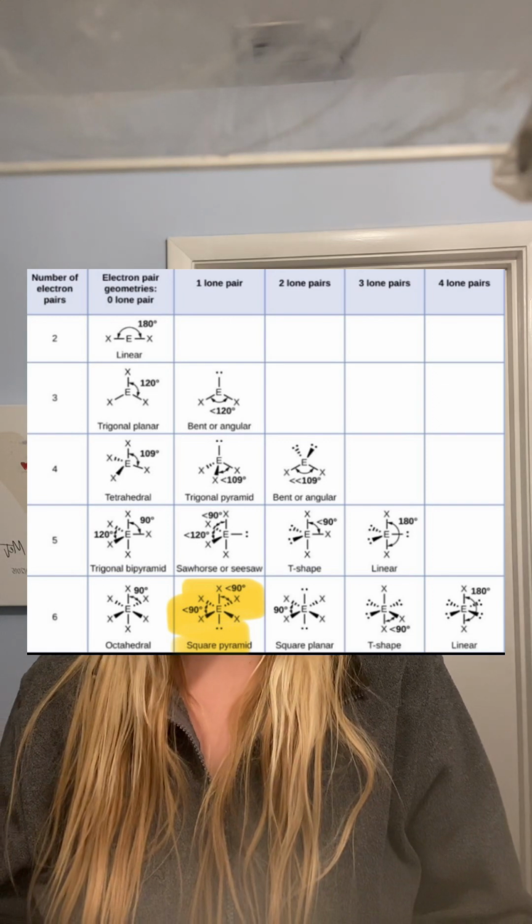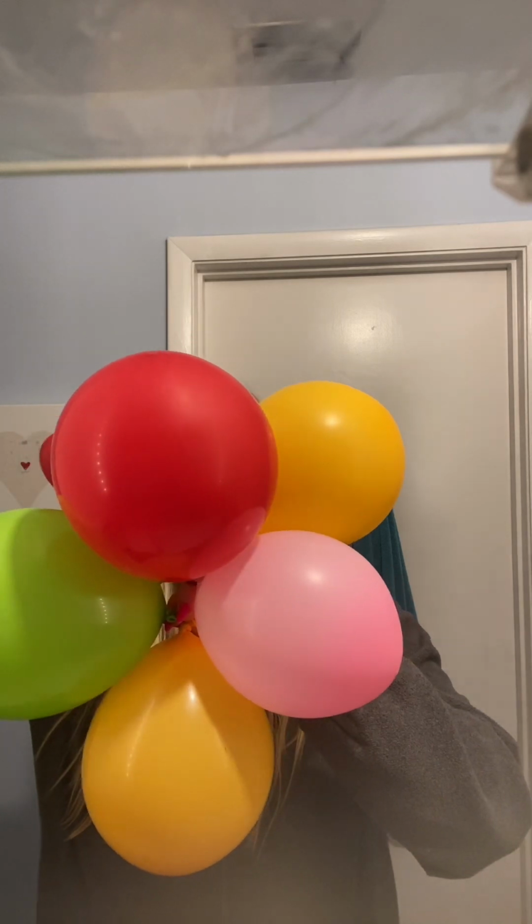Now let's look at the square pyramidal geometry, which occurs when there are 5 bonding areas and 1 lone pair. An example of this is bromine pentafluoride, or BrF5. For this demonstration, we'll use 6 balloons, 5 for the bonding areas and 1 for the lone pair. So we've got 4 in the front and 2 in the upper back right there. The lone pair pushes the bonding areas slightly, distorting the octahedral structure into the square pyramidal shape with bond angles slightly less than 90 degrees.